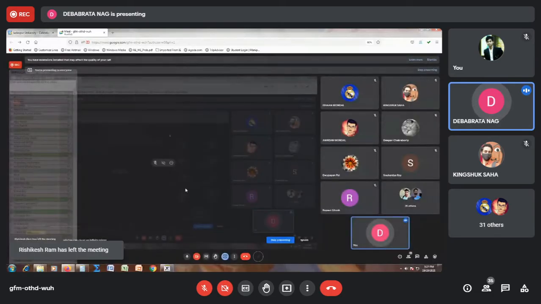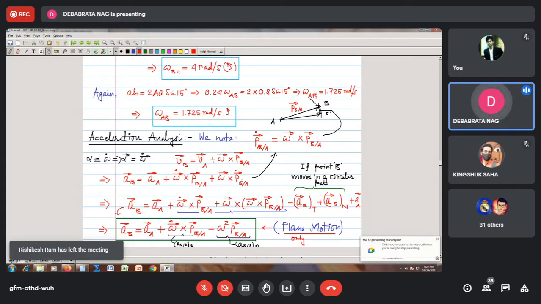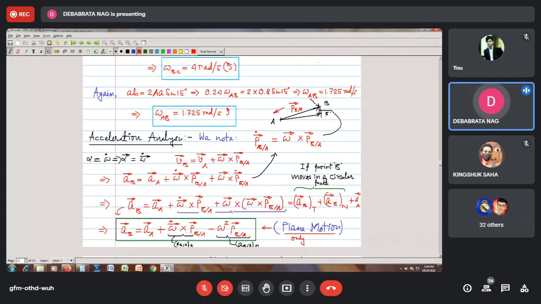The normal component of the relative acceleration, since it has this negative sign, will always be directed towards point A because of the negative sign that is there. This is termed the centripetal acceleration. It is center seeking, and the other is called the tangential component of acceleration. That is why we write it as the tangential component plus the normal component plus the acceleration of point A.